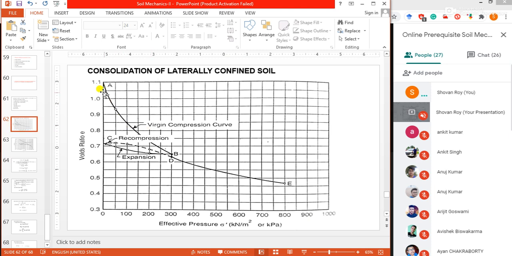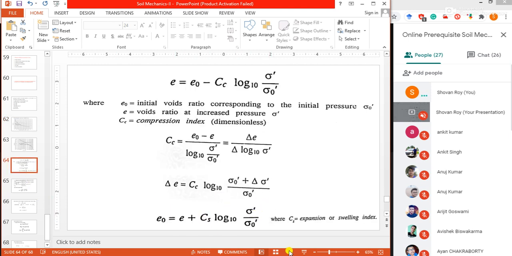In this figure, if A to B is the compression, then D to C is the expansion. This is the difference. When we are putting load, compression will happen, but when we remove the load, expansion will happen. This is the compression and expansion. In this figure, this expansion index, or swelling index, has been introduced.